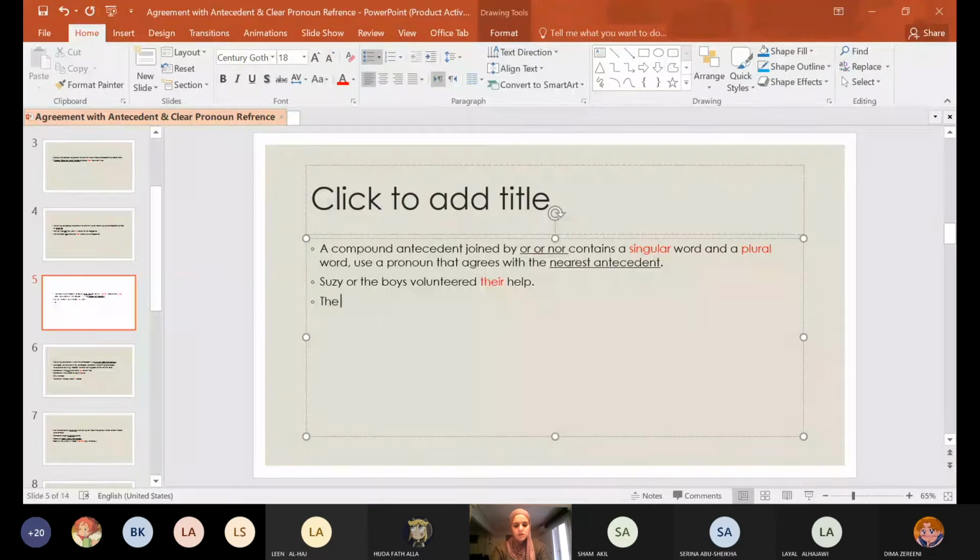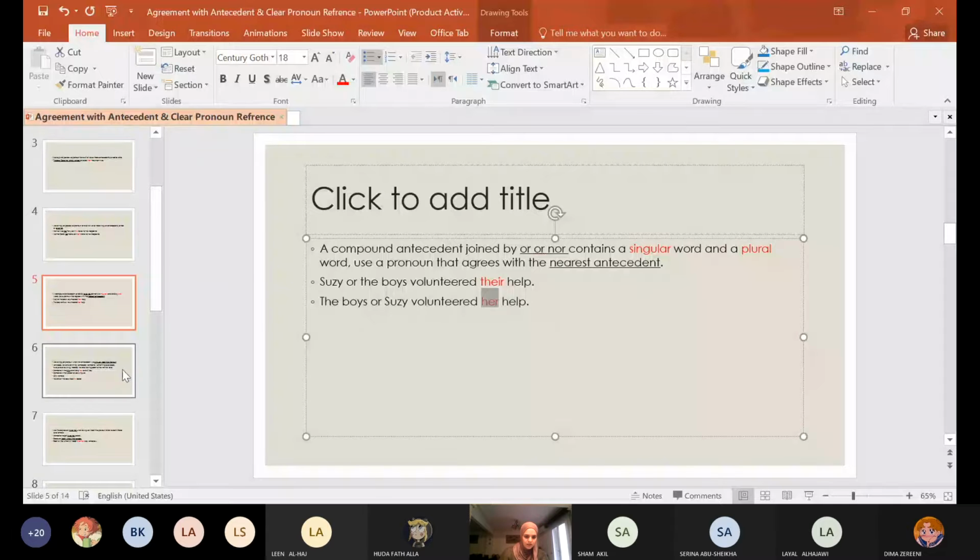What if I started with the boys? The boys or Susie volunteered her time. Her. Why? Because I took the one nearest to the antecedent, and the nearest to the antecedent here is Susie. The nearest to the antecedent here is boys.